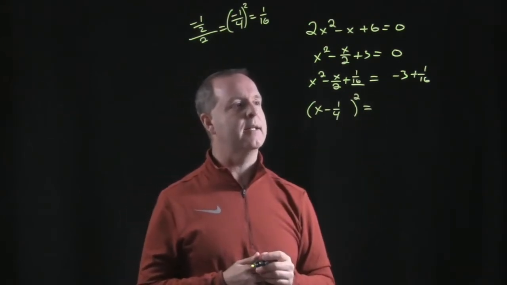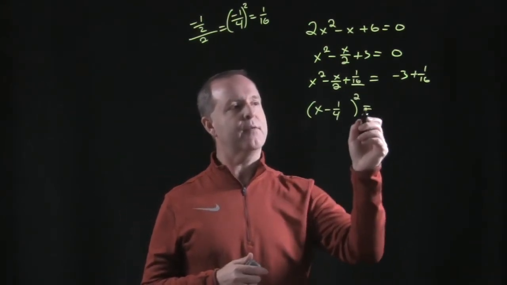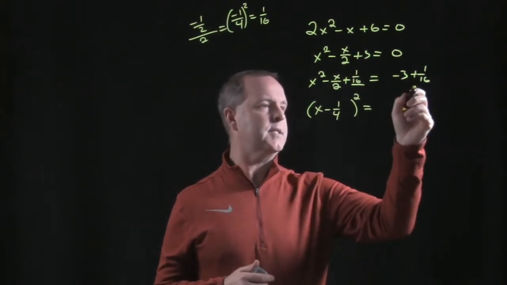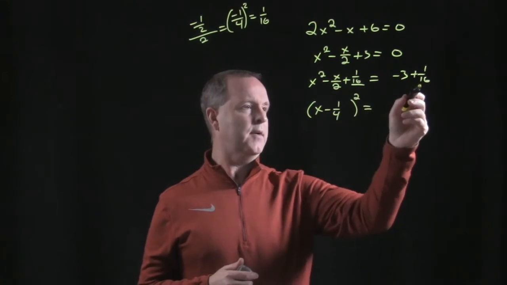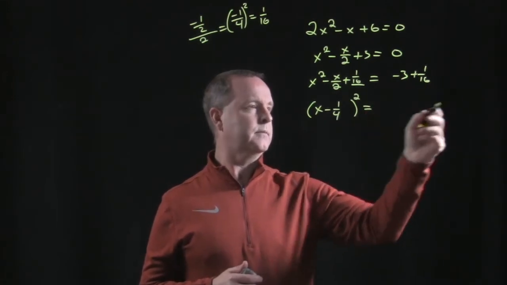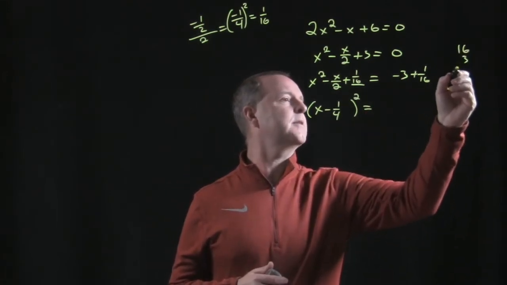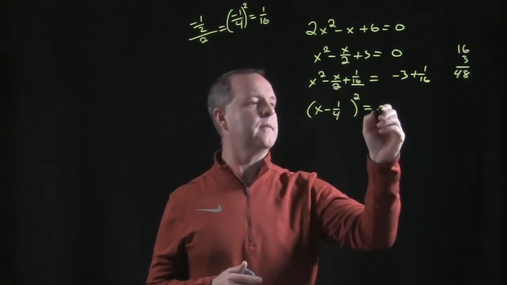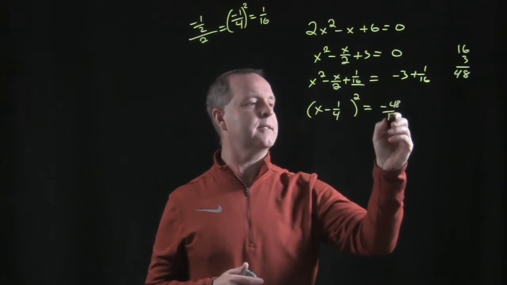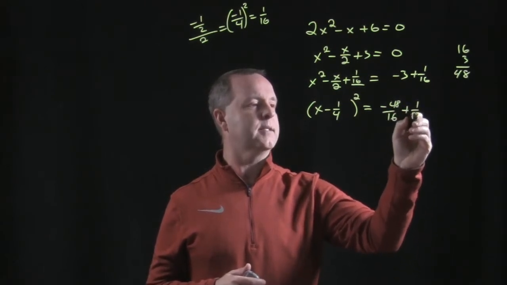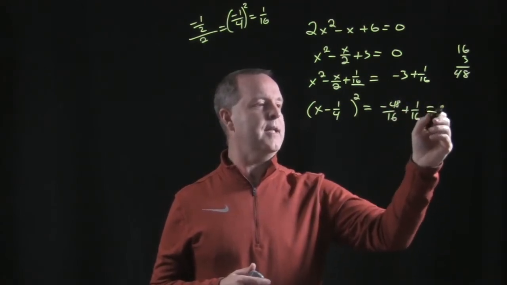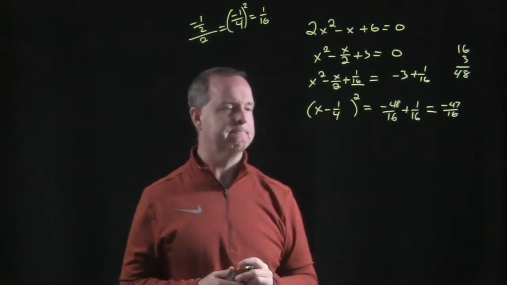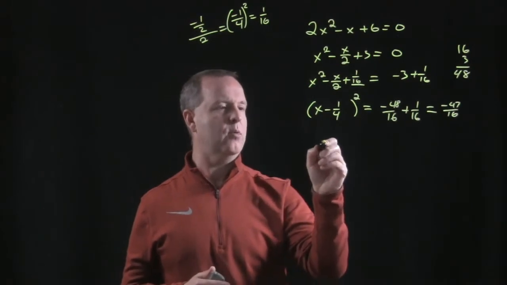The right side, let's add those together. So -3, I've got to have it in terms of 16ths. I don't know what 16 times 3 is to you guys. 48. So I have -48/16 plus 1/16, and that equals -47/16.